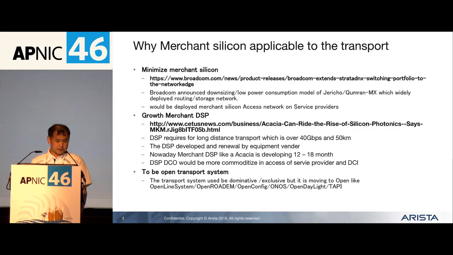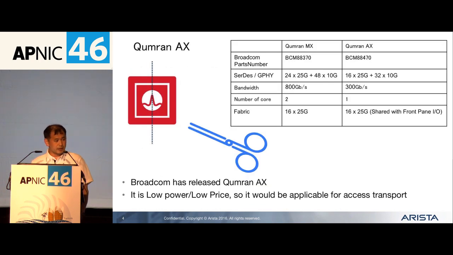One of the reasons is to minimize merchant silicon. As I already explained, the Jericho chipset already supported 1 million routes, and it has a great amount of bandwidth, 800 gigabps, and it also has two cores on one chipset. There is also a Jericho chipset called Qumran MX. And Broadcom announced a low price and low power model, Qumran AX, like a cut-down core. Qumran AX supports 300 gigabps.